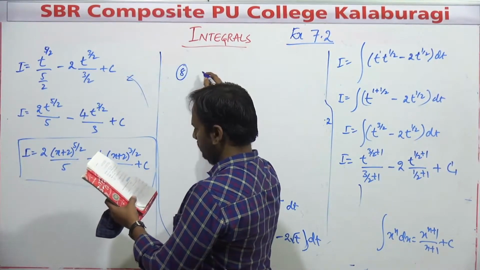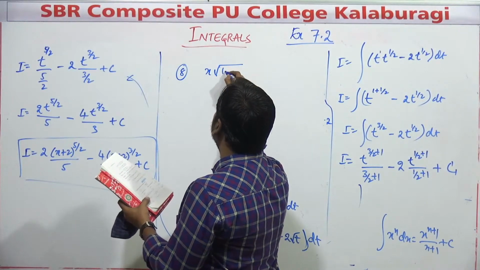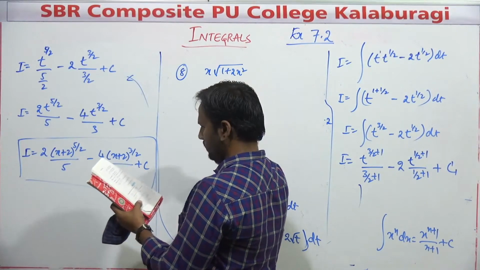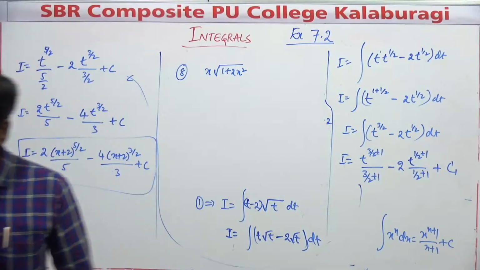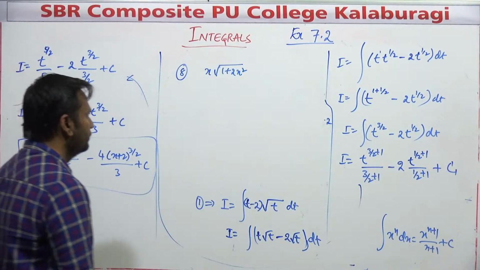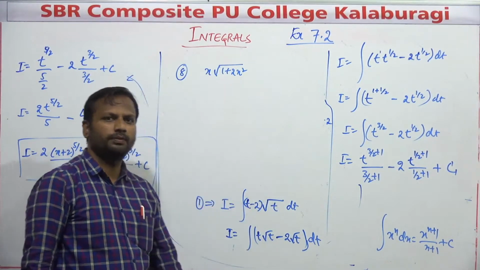Eighth one, x root of 1 plus 2x square. Tell me what will be the substitution here? What will be the substitution? Anyone?